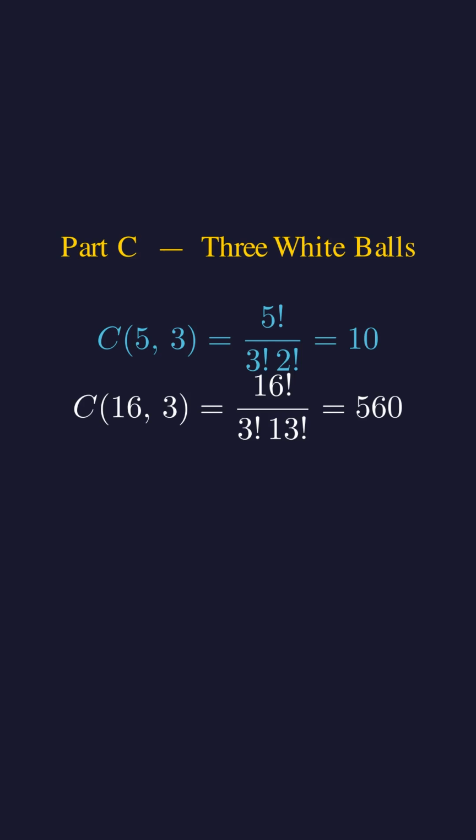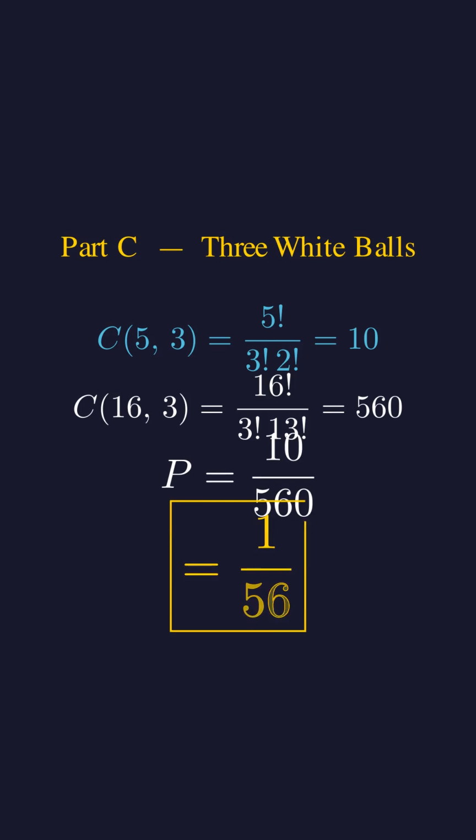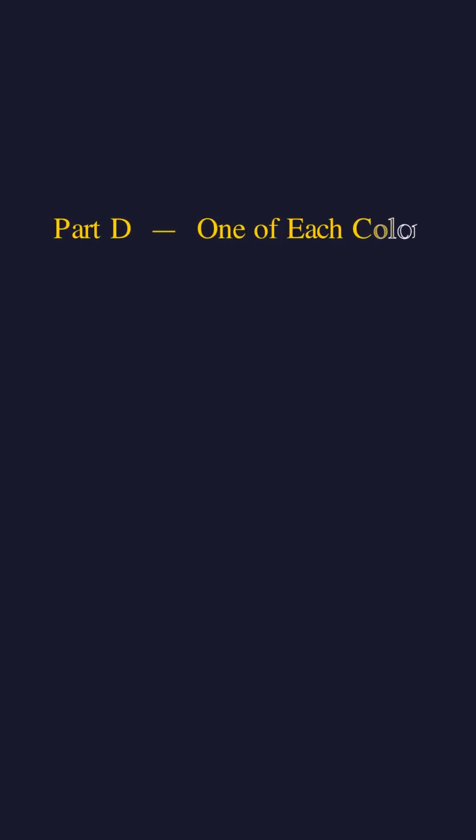Part C. 3 white balls. Choose 3 from 5 white. C of 5, 3 equals 10. Total ways to pick any 3 from 16. C of 16, 3 equals 560. Probability is 10 over 560. Simplify. 1 over 56. Part D is where most students make the mistake.